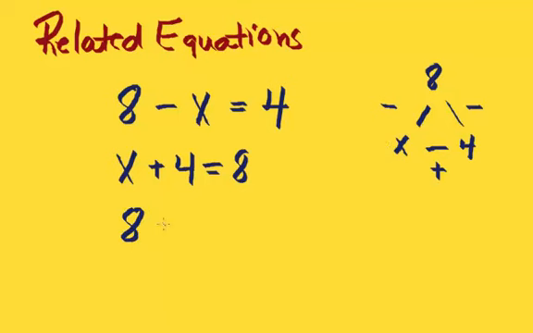So 8 minus 4 would give us x. 8 minus 4 gives us x. So if you're having trouble figuring out the relationship there, try the triangle method and see if that gives you a visual clue.